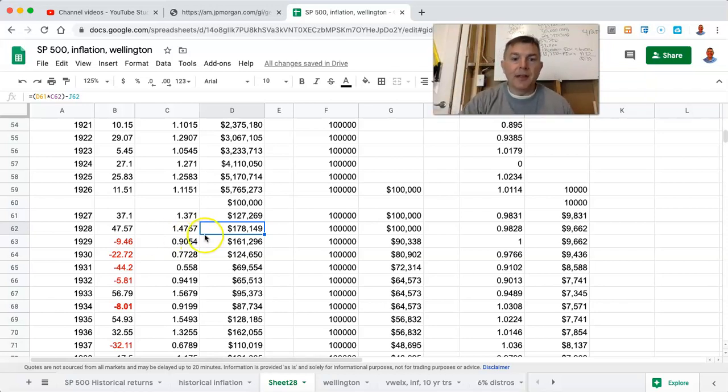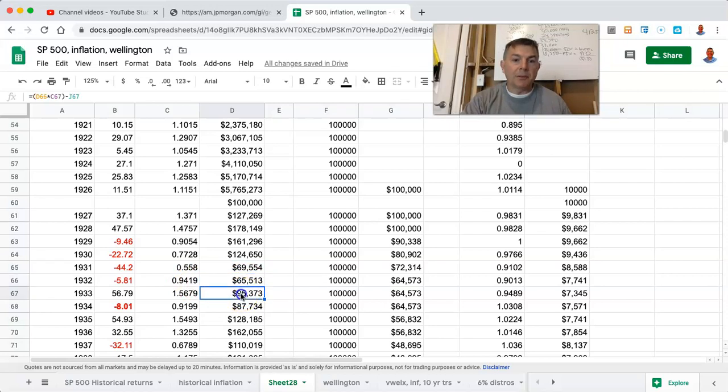So what's happening here is now we're not touching our portfolio simply because the cash is going to have to provide us our money. So the next year we had 178. We lost 9.4%. So we're down to here. Then we lost 22%. We're down to here. And then we lost 44%. We're down there. Then we lost 5.8%. We're down to there. Ooh, painful.